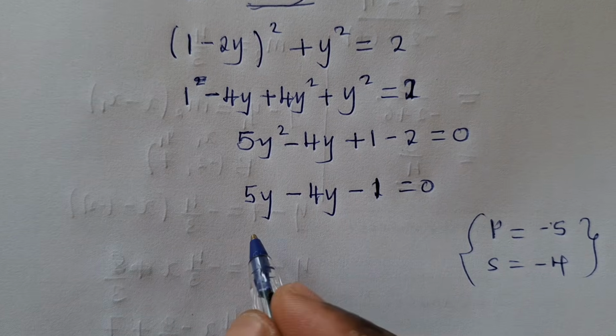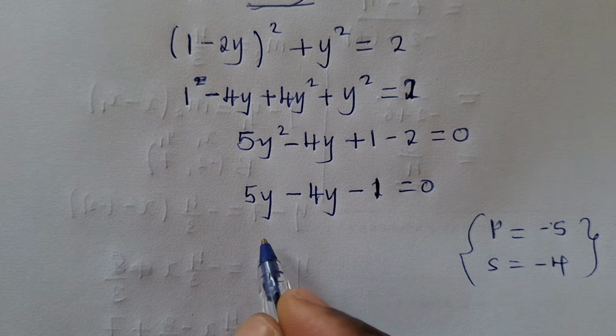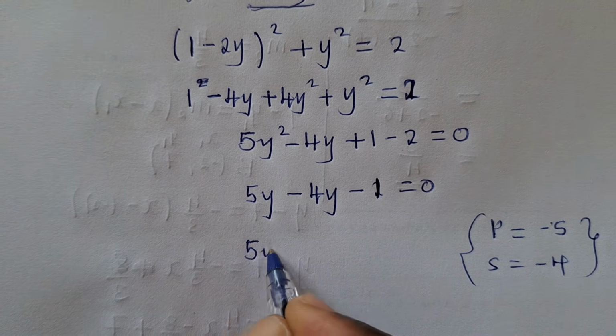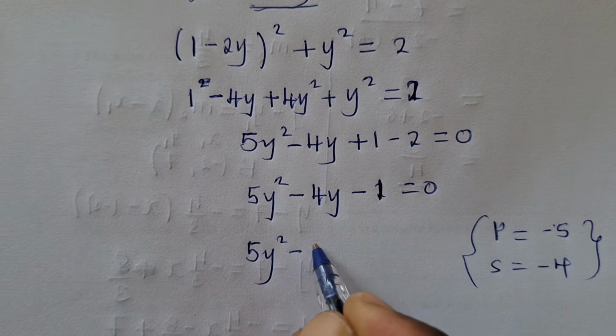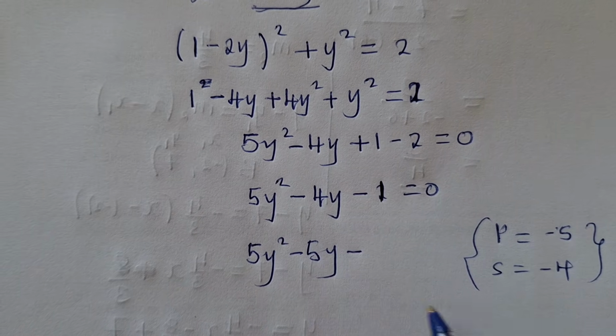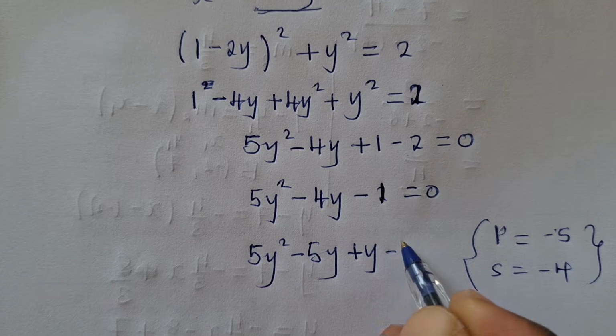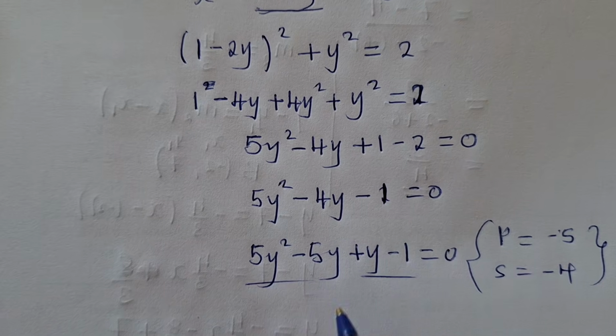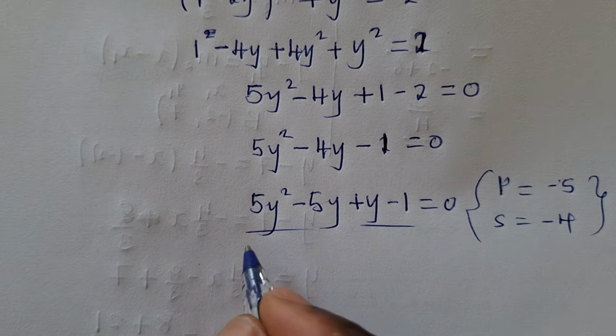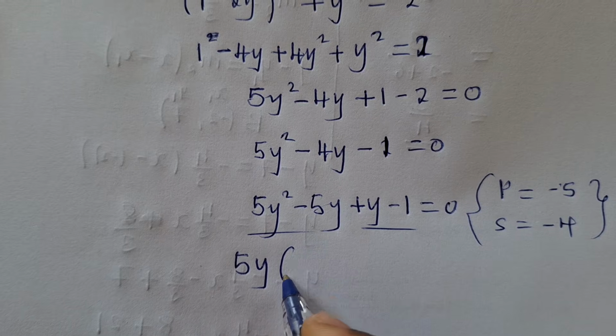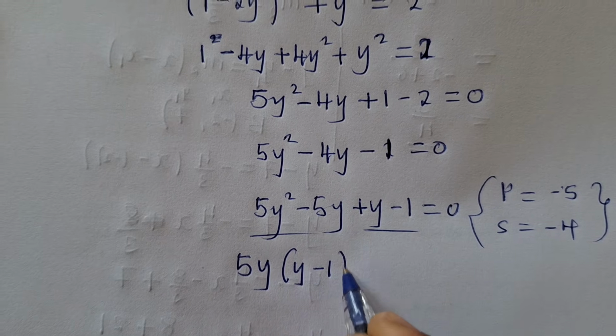Those two numbers are negative 5 itself and 1. So this is how it's going to be. So we solve by grouping, or we factorize by grouping. This is how it's going to look like.